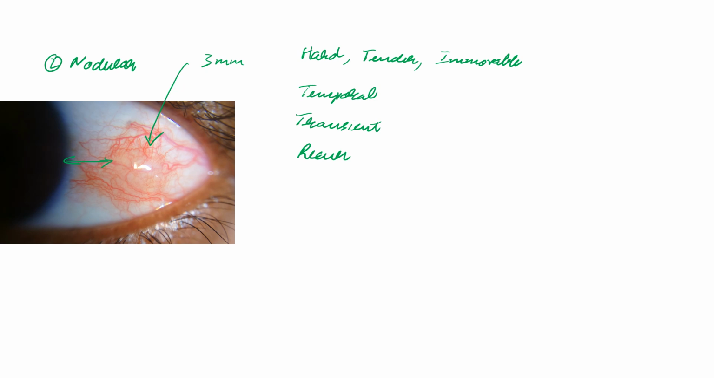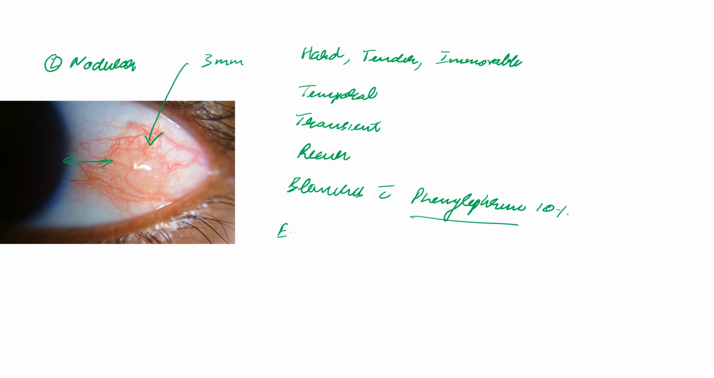Now, how do you differentiate a case of episcleritis from scleritis? In episcleritis, the vascular engorgement blanches with a topical vasoconstrictor like phenylephrine 10%. So, if you instill phenylephrine and there is blanching of vessels, it means that it is a case of episcleritis and not scleritis.